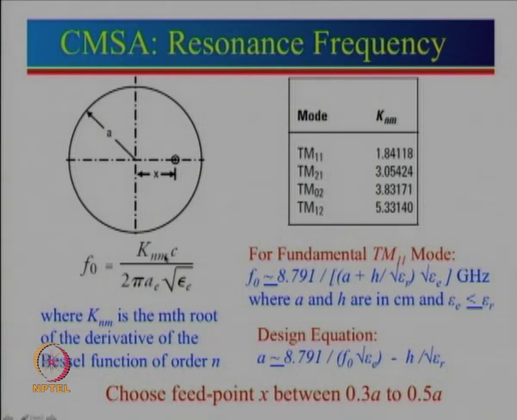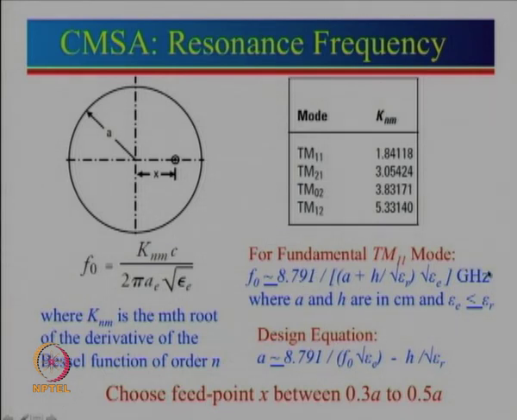Put the value of KNM, which is 1.84118, multiplied by C. C is nothing but 3 into 10 to the power 10 centimeter per second, and 2 pi AE. So, AE is nothing but effective radius, just like earlier we had L effective, now we have A effective, and then we have epsilon E as before. So, the value of KNM is known here for the fundamental mode. You put the value here, 1.84 into C divided by 2 pi. If you simplify this, it comes out to be 8.791.